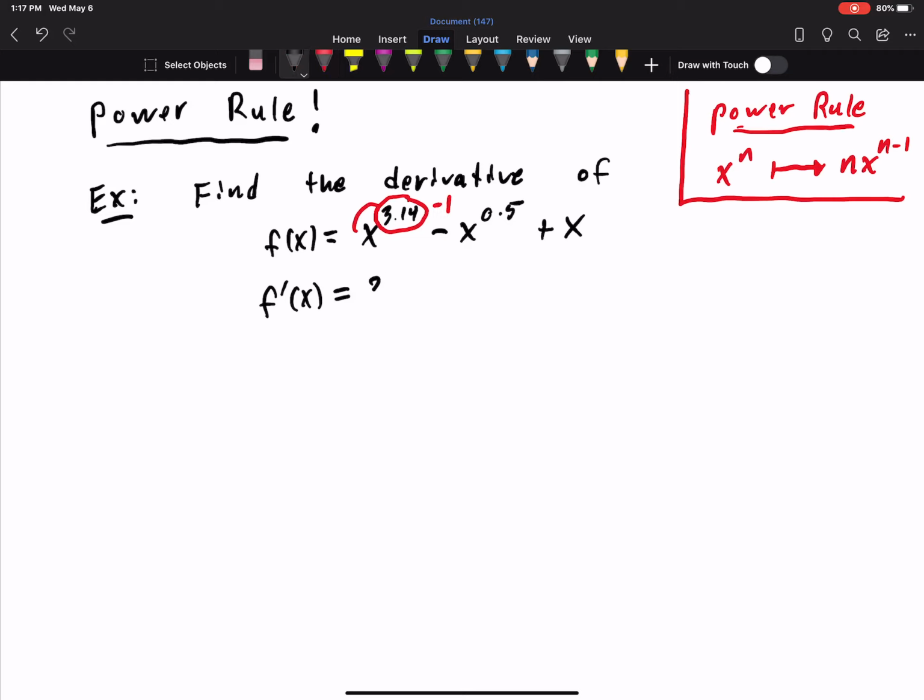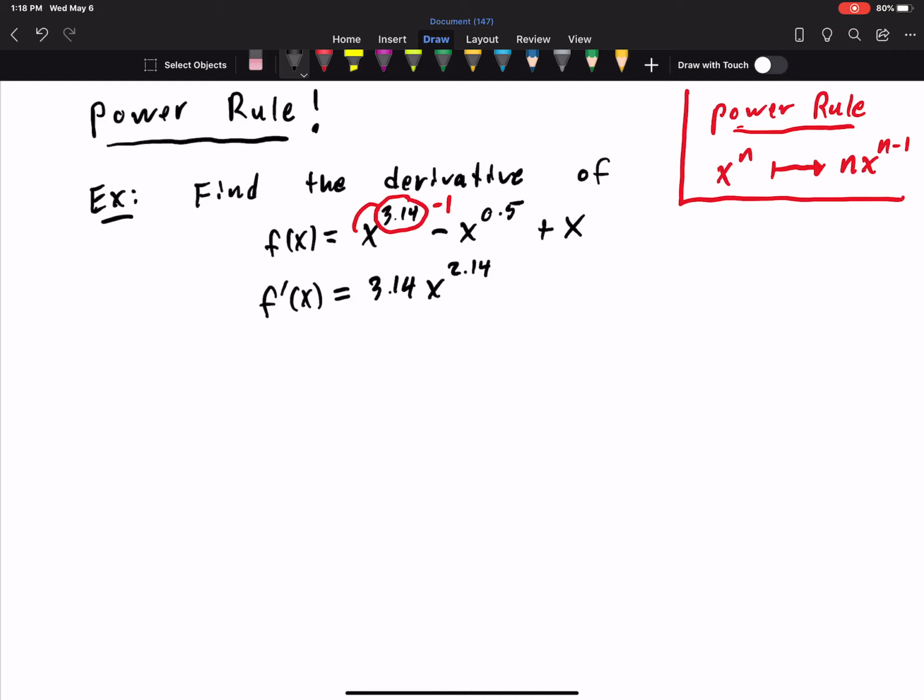That gives us 3.14 x to the, okay, we have to subtract 1 from 3.14. Try not to use a calculator. You're just getting 2.14 in the exponent. Okay, so that handles the first term.